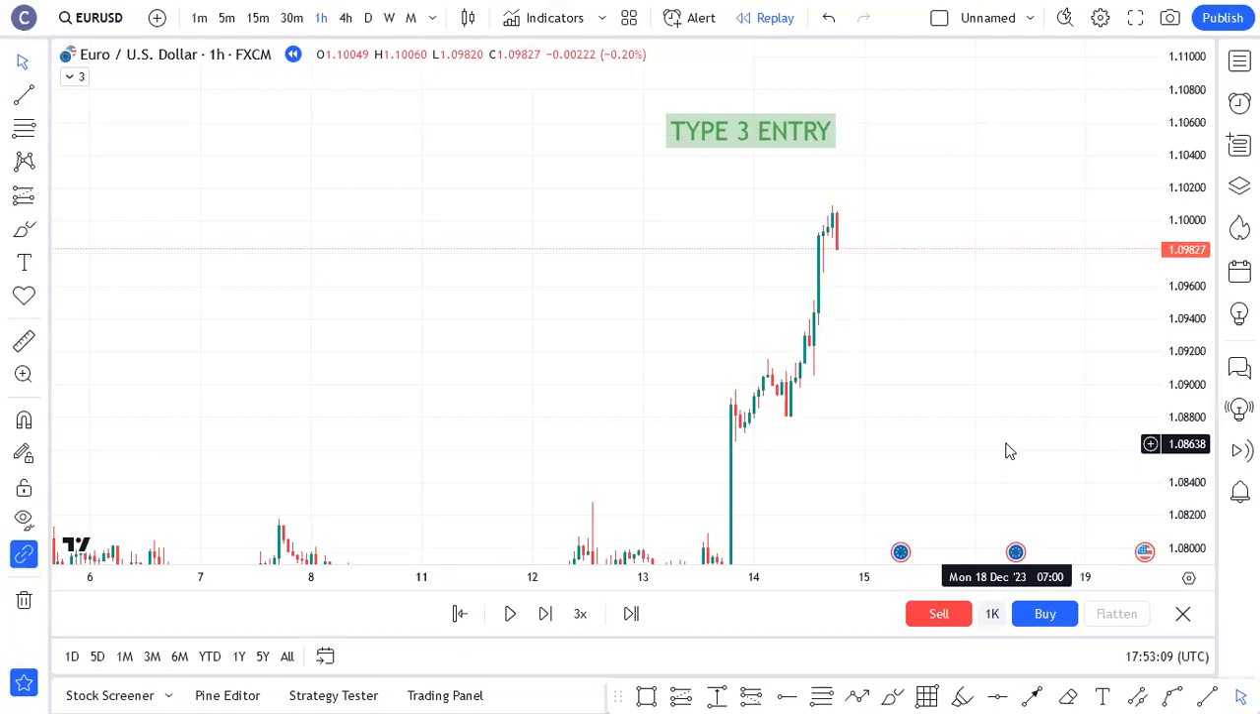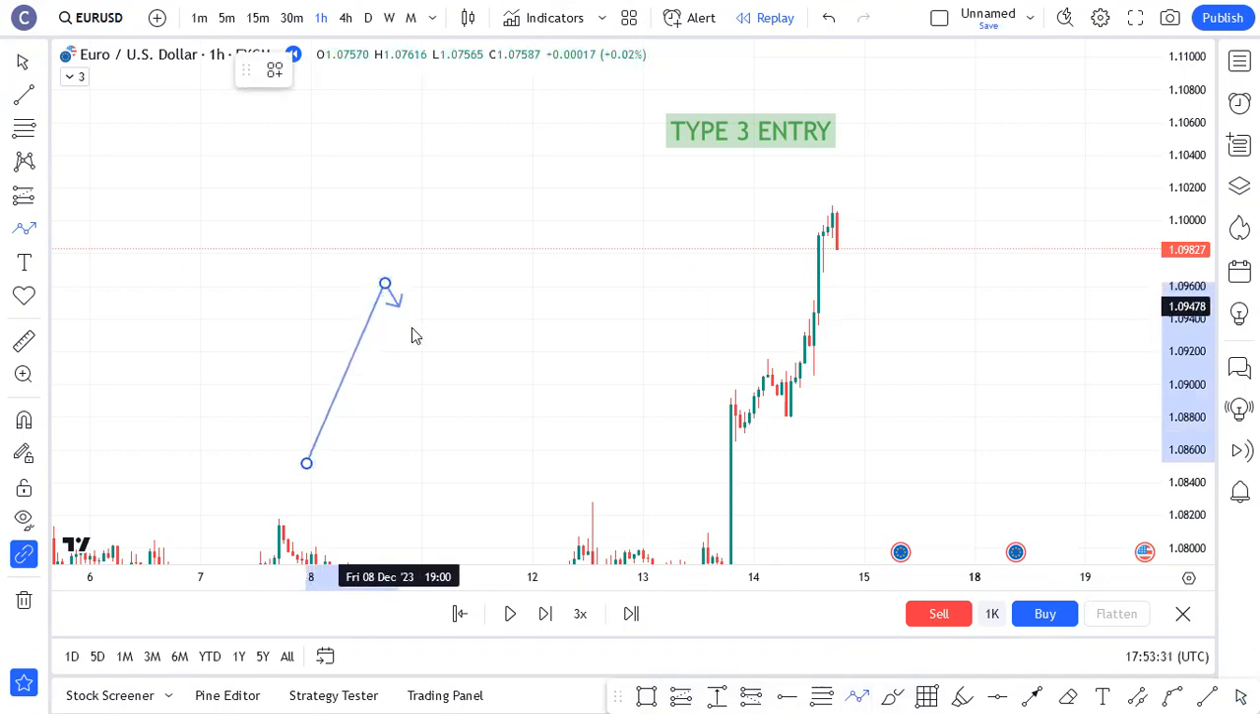This is type 3 entry, whereby the market will only sweep your inducement, then without tapping your supply zone, you just enter, using more confirmation on a lower time frame. Let's say that this is your move. The market is going up, pushing down, then going up. So this is your first break of structure, then this is your first inducement.